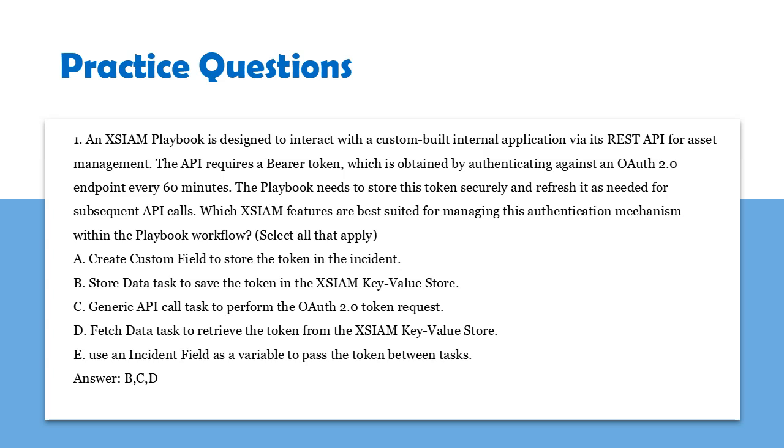Select all that apply. A. Create custom field to store the token in the incident. B. Store data task to save the token in the XSIAM key value store. C. Generic API call task to perform the OAuth 2.0 token request. D. Fetch data task to retrieve the token from the XSIAM key value store. E. Use an incident field as a variable to pass the token between tasks. Answer: B, C, D.